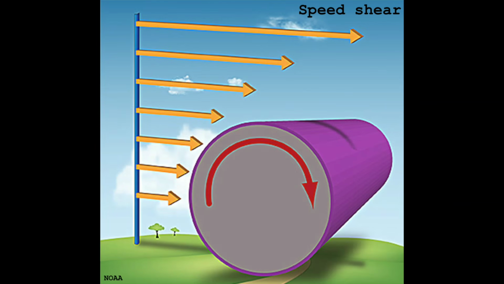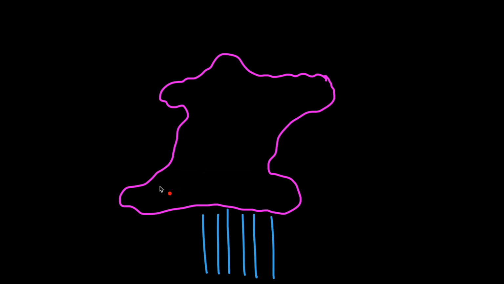Speed shear helps to tilt the updraft. Every thunderstorm consists of an updraft, which is the warm, moist air that gets sucked into the thunderstorm, and a downdraft, which is the rain and precipitation and the air that accompanies that precipitation as it descends toward the ground.